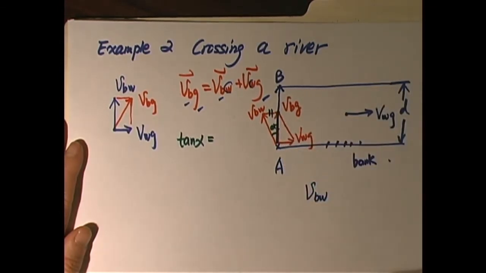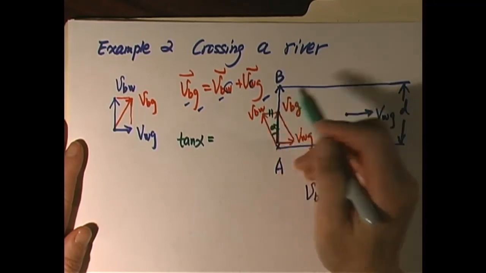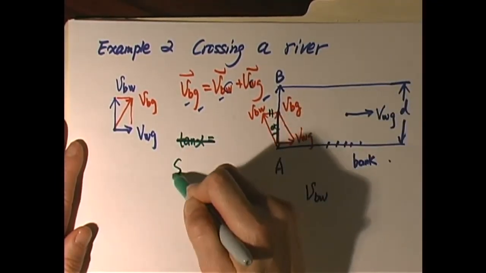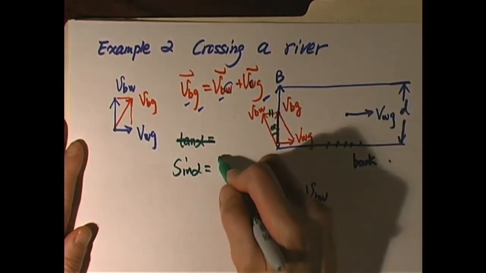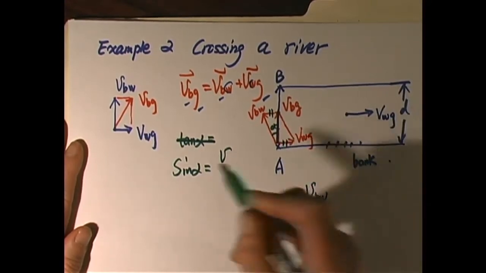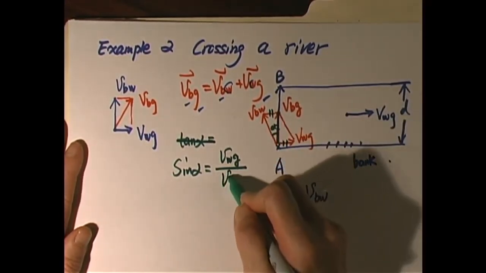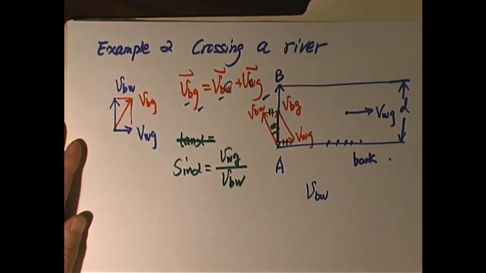And actually we should use sine, because the hypotenuse is V boat to the water. Sine alpha is the side opposite, which is V water to the ground, divided by the hypotenuse, which is V boat to the water. We know both of them. So we can find the angle that the boat should sail. Eventually, the boat will cross the river from A and directly land on B.